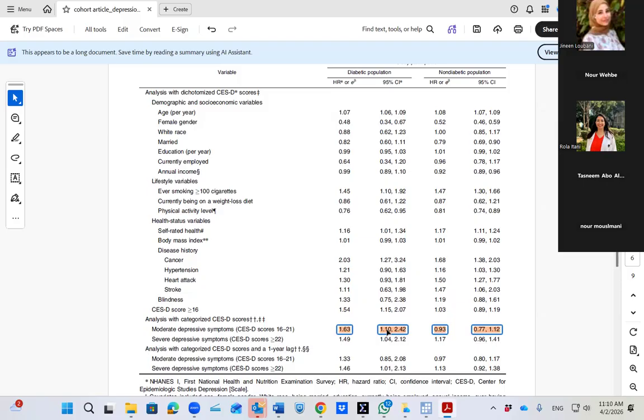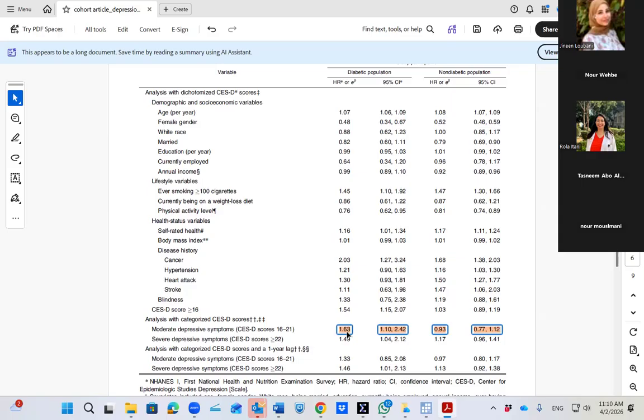This is for diabetic. For non-diabetic, the hazard rate is 0.93. It's not protective, and it's very close to 1. And if we look at the confidence interval, it includes 1. So based on stratified data, do we have heterogeneity or homogeneity? If we look at homogeneity tests, they are heterogeneous, right? Yes.